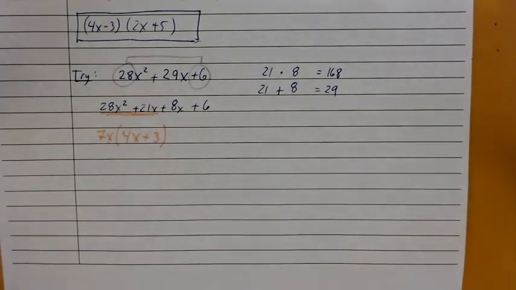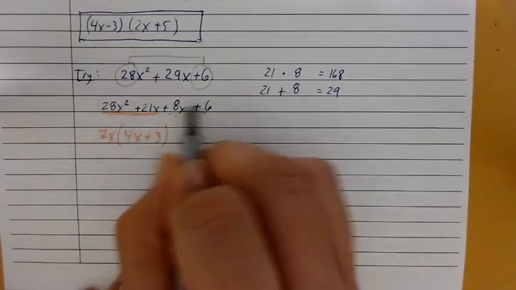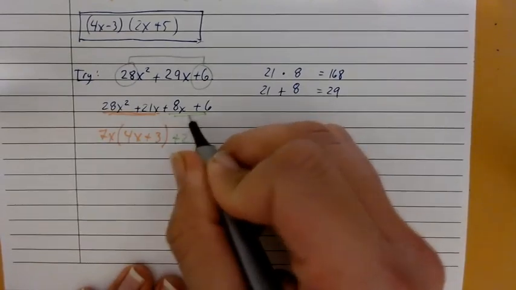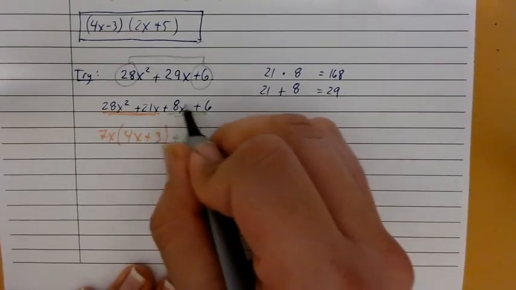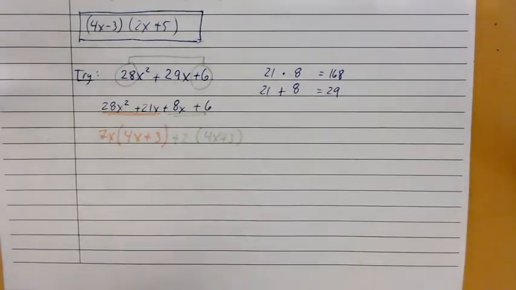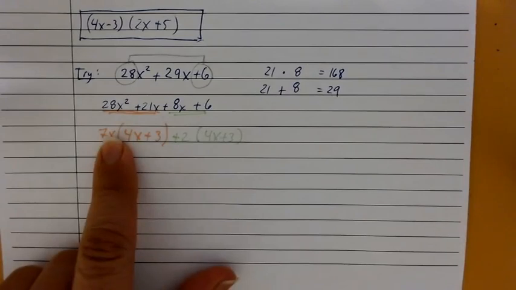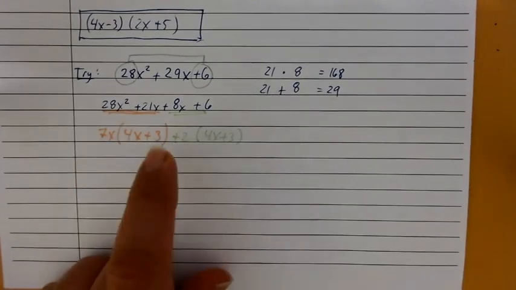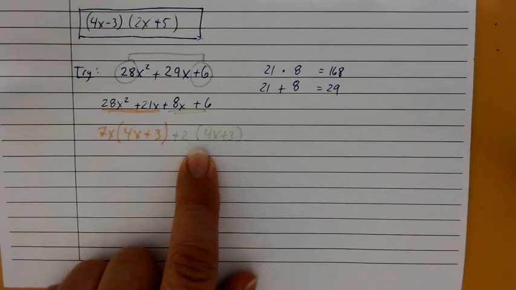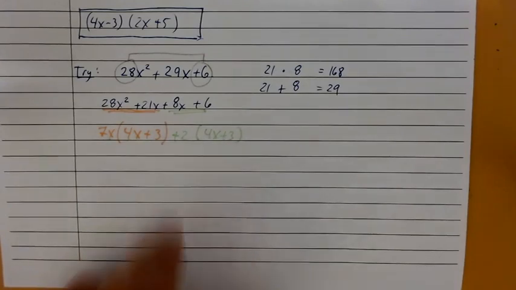Looking at the remaining two terms, they have a simple common factor. They can both be divided by the number 2. So plus 2 times, and if I divide these by 2, I get 4x and 3. Just like that. So now if I look at the term in the orange and the term in the green, I notice that this term and that term have a common factor, the common factor being 4x plus 3 right here.